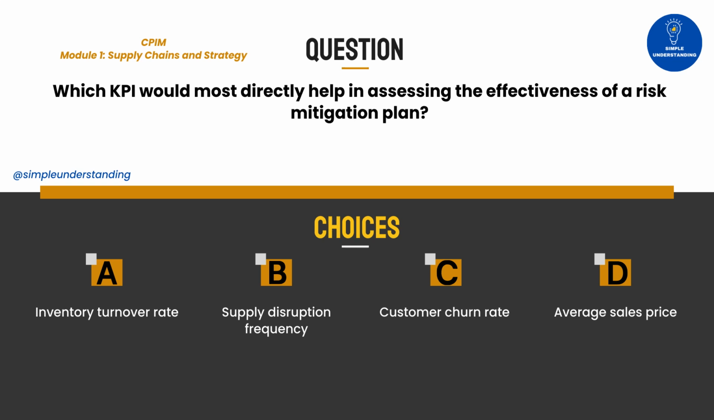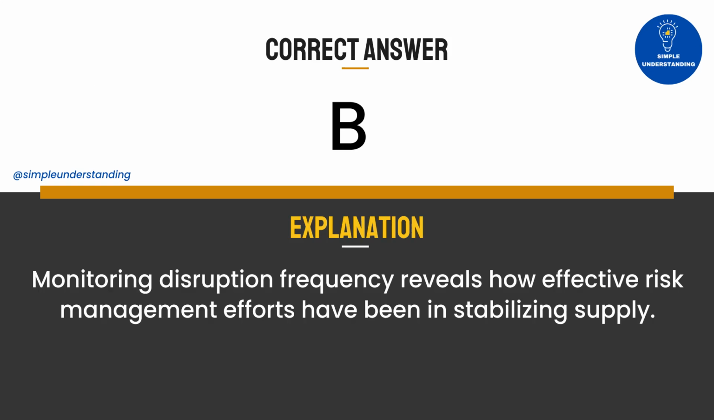Question 10. Which of the following KPIs would most directly help in assessing the effectiveness of a risk mitigation plan? A. Inventory turnover rate. B. Supply disruption frequency. C. Customer churn rate. D. Average sales price. Correct answer. B. Explanation. Monitoring disruption frequency reveals how effective risk management efforts have been in stabilizing supply.